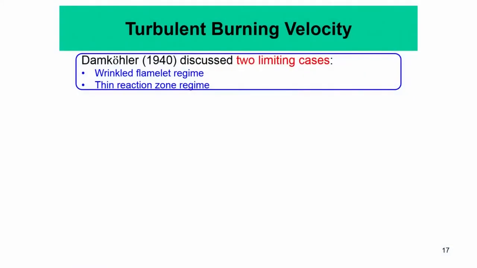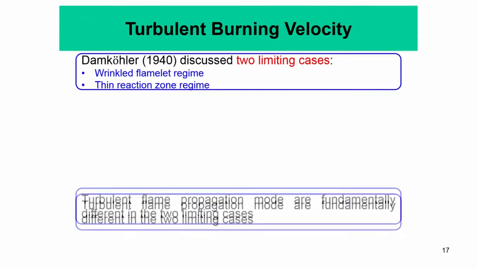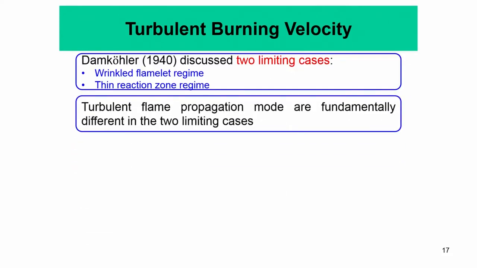Okay, so turbulent burning velocity. The research of turbulent burning velocity essentially originates from the works of Damkohler, who suggested two limiting cases: one is the wrinkled flamelet regime and the other is the thin reaction zone regime, which are the two regimes that we have seen. Okay, so the turbulent flame propagation modes are fundamentally different in the two limiting cases.